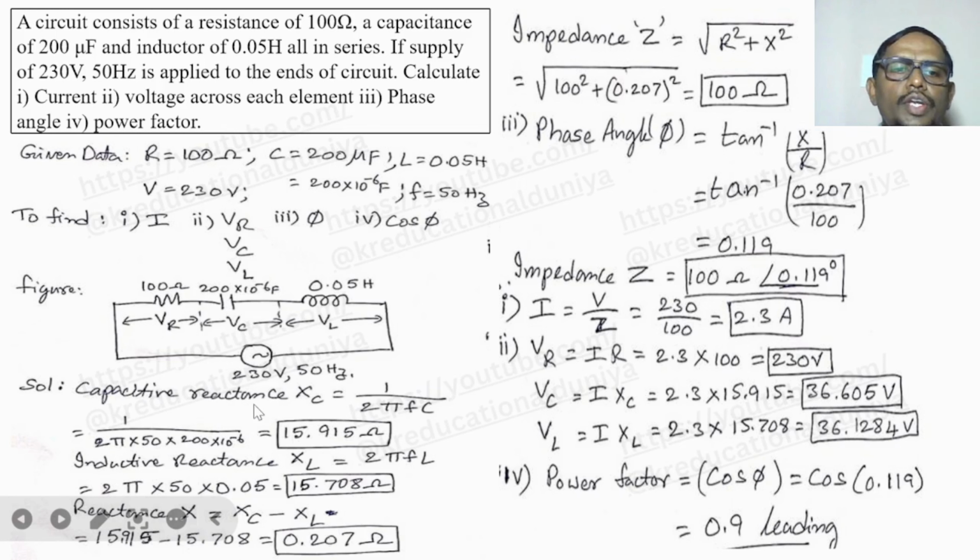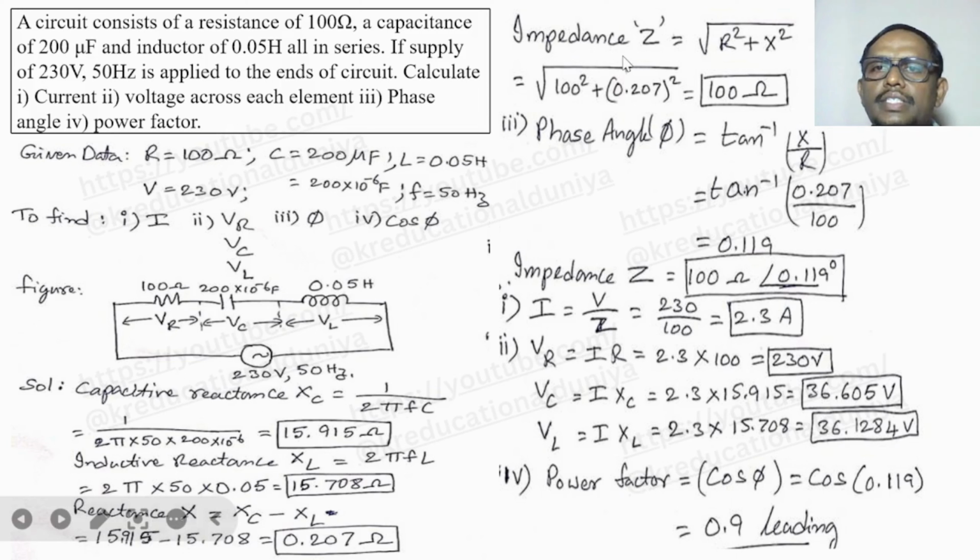First of all, we need to find out the reactance X value. Whichever value is more, minus the lesser value. If XC is more, XC minus XL. If XL is more, XL minus XC. So here if you observe carefully, XC value is more than XL. So reactance X equal to XC minus XL, that is 0.207 ohms.